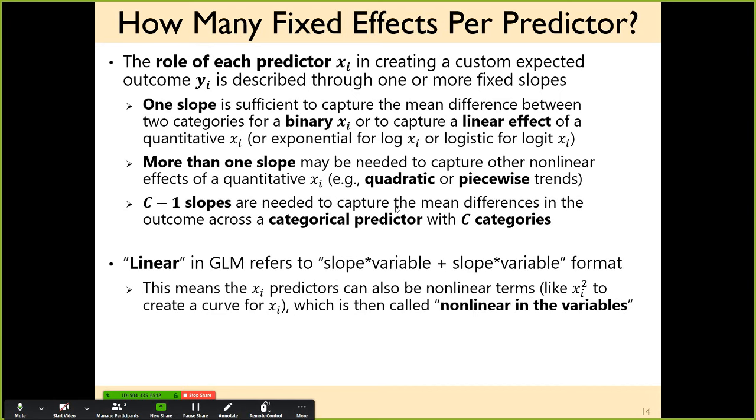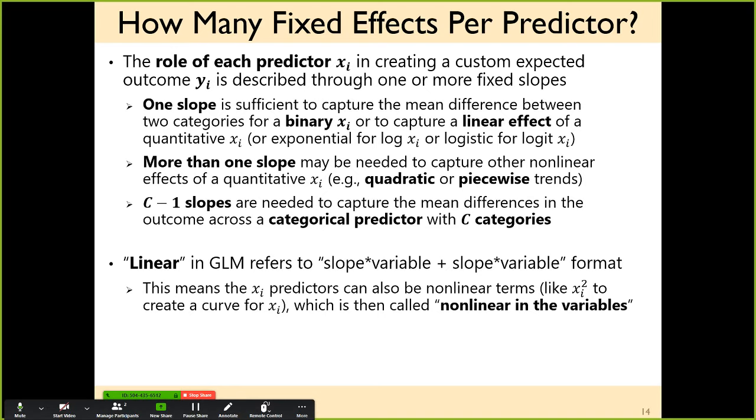Why is this all under the word general linear model or generalized linear? It's referring to a linear model equation that looks like this. Slope times variable plus slope times variable. That's what linear means in this context. Even including a quadratic term, like if one of the predictors is x squared, it's still a linear model because then it's slope times x plus slope times x squared. That is nonlinear in the variables specifically. It's still a linear model.